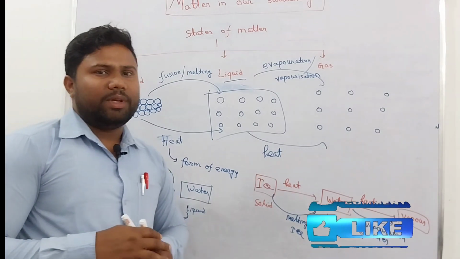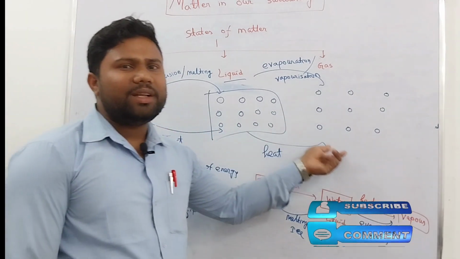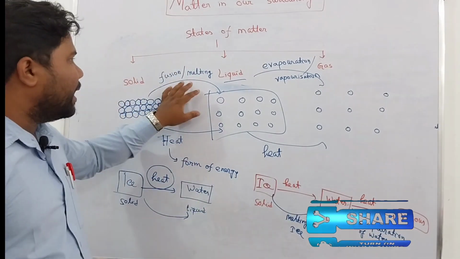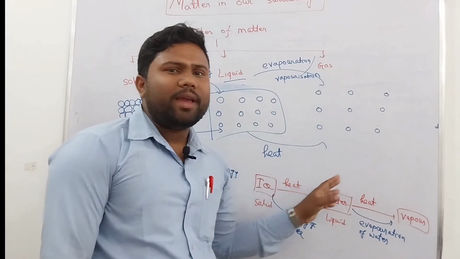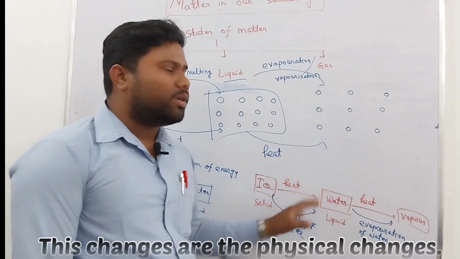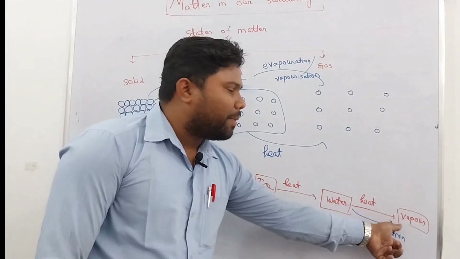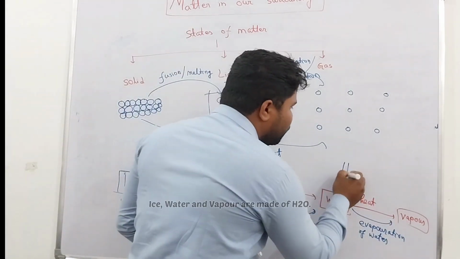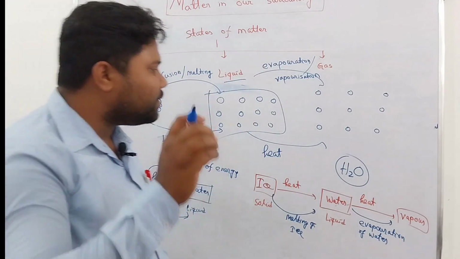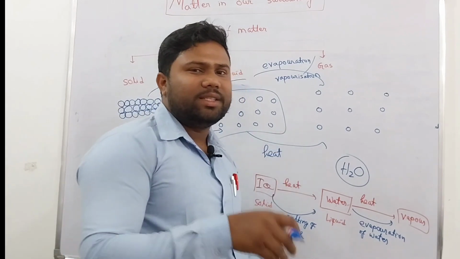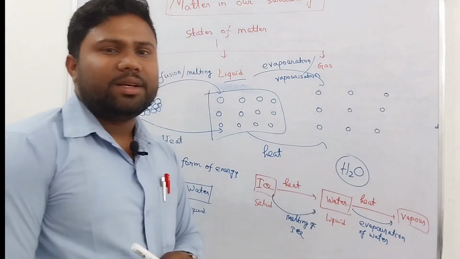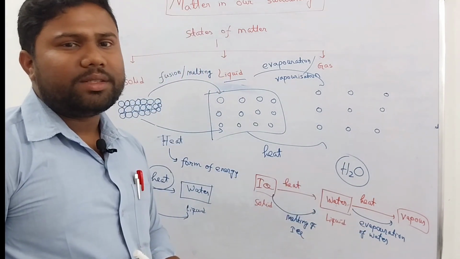Now tell me one more thing. Is this a physical change or a chemical change? This change of states of matter is a kind of physical process. Why? This is not a chemical change, this is only a physical change, because ice, water and vapor are all made of H2O molecules. That means no new chemical product is formed, only the physical state is changed. That is why the change of states of matter is a physical change, but not a chemical change.